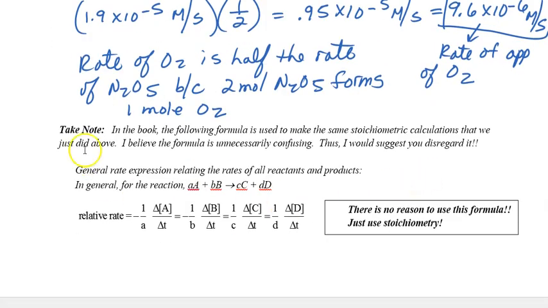I just want to point out this little caveat I put down here, just saying that in the book they explain this stoichiometry situation a little bit differently, and they use this formula. It comes to the same thing as what we have just explained using stoichiometry. It just looks really confusing, and I think it's unnecessarily confusing. So there's no reason to use this formula. If you're reading in the book, just totally don't pay any attention to that formula and just use stoichiometry, your coefficients in your balanced equation, and you're going to be able to figure out your rates.